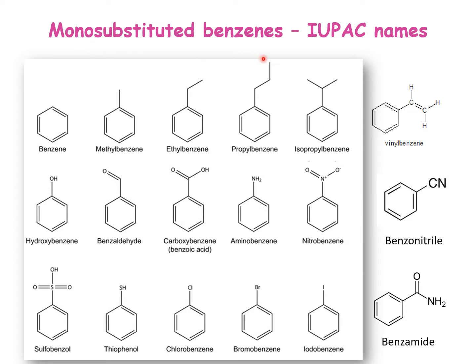Let's talk about mono-substituted benzenes. If benzene is not substituted, we don't need to even number it. Even with only one substitution, obviously it is placed at the first position and there are no other substituents, so that number is also not needed to be mentioned. According to IUPAC, these monosubstituted benzenes are named as the name of the substituent followed by the word benzene.